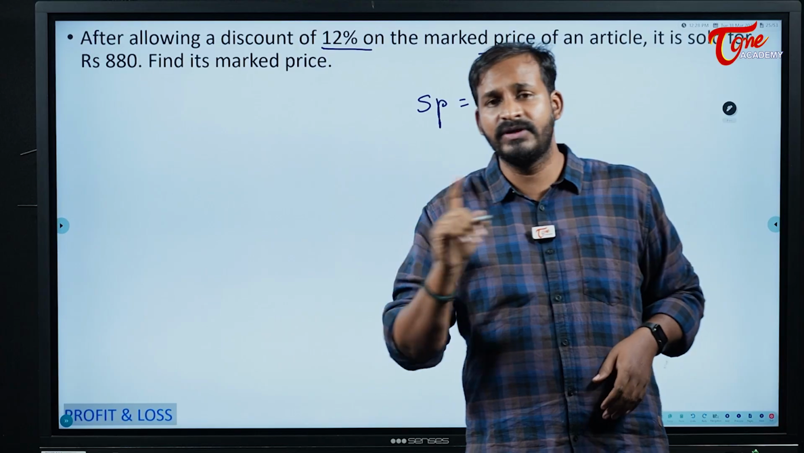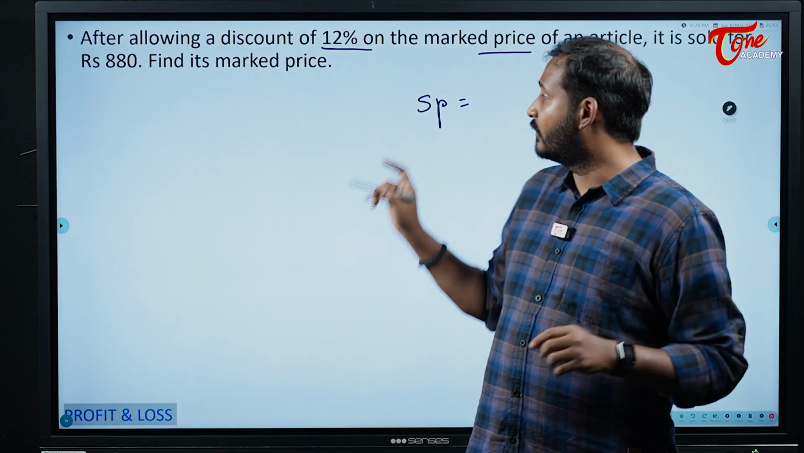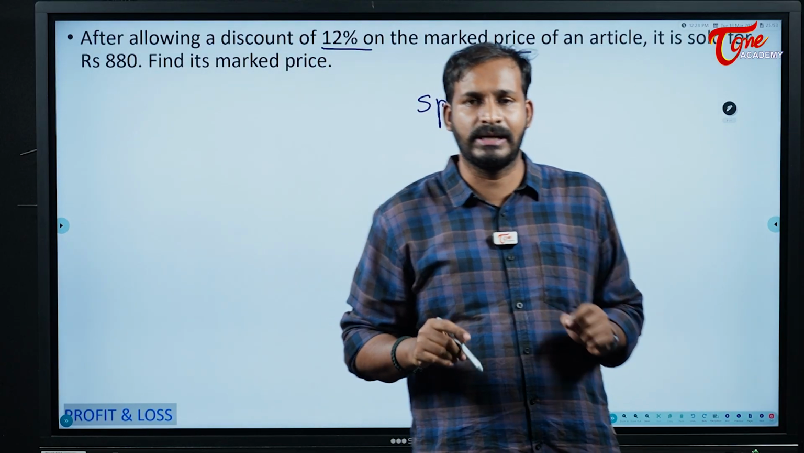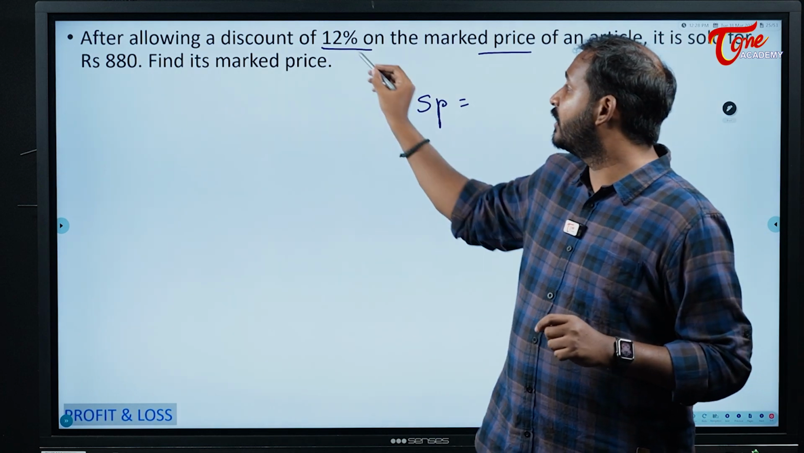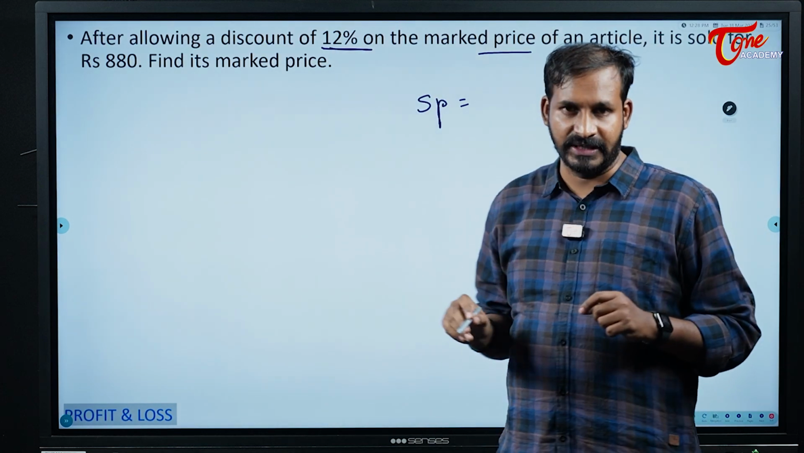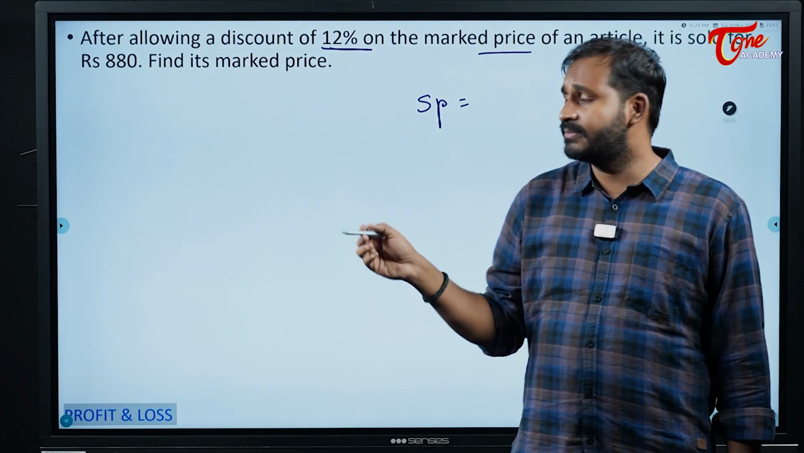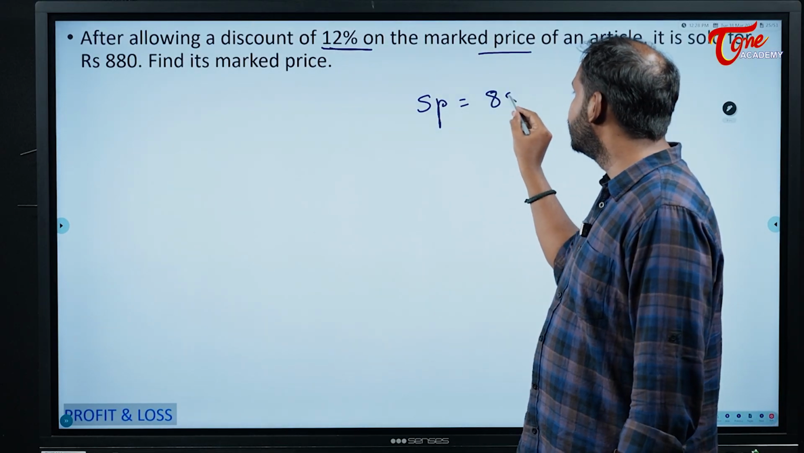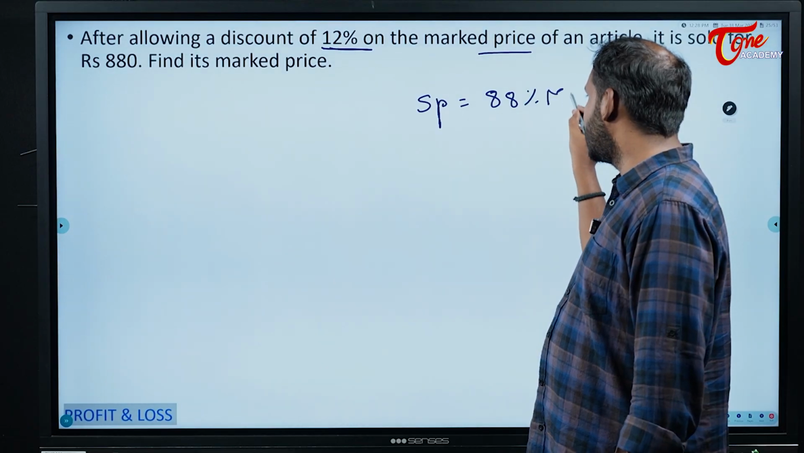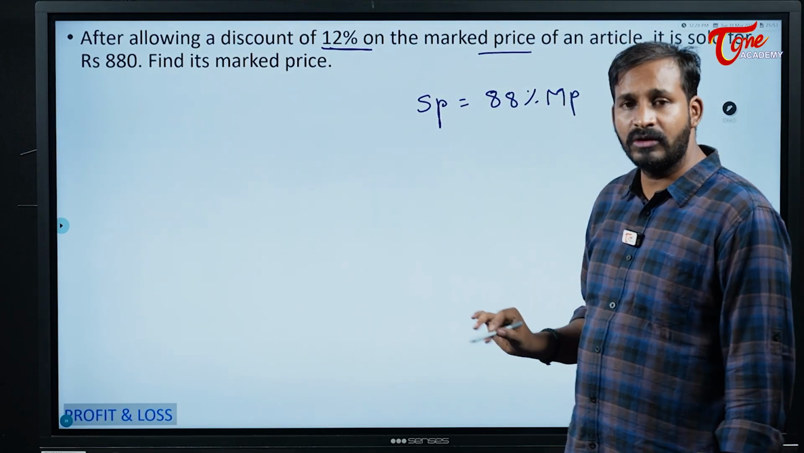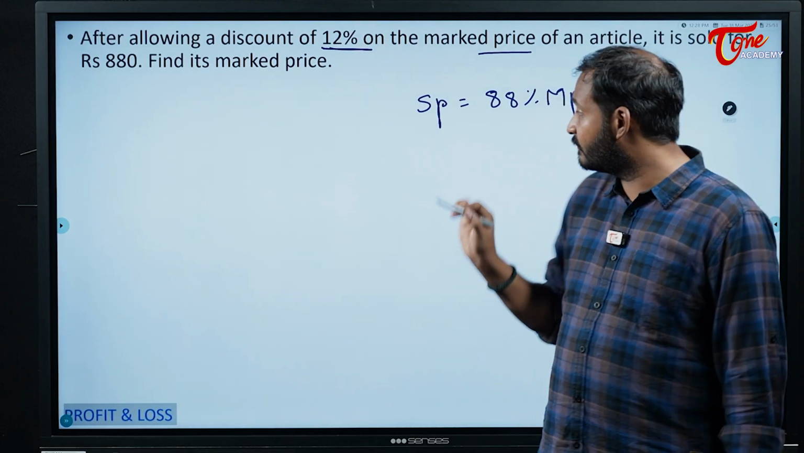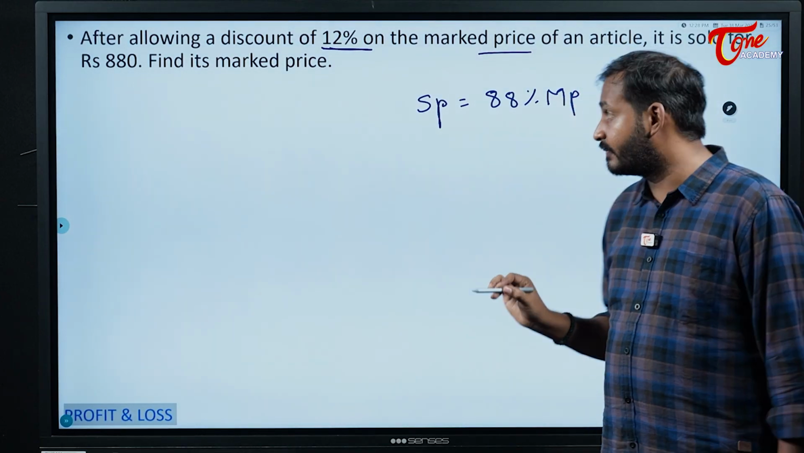See here students, here we will not concentrate on cost price. Why? Because the question is completely based on market price. Allowing a discount of 12% on market price, that means selling price will become what for me? 100% minus 12% means 88% of market price. Understood? Why? Because discount of 12% on market price. So, selling price will become 88% of market price.